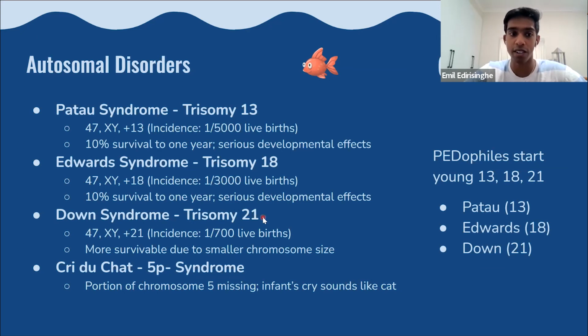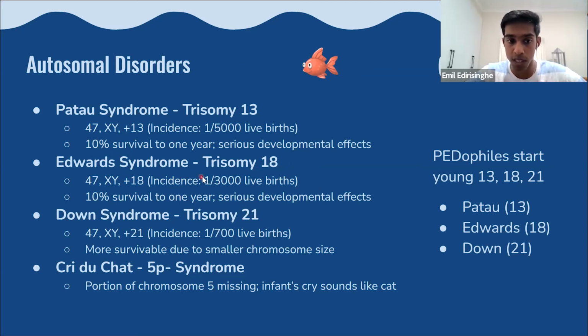So now we start to talk about autosomal disorders, and this is one where you can get tested on quite a bit. So there are 4 main autosomal disorders that you can get tested on. So the first is Patau's, which is trisomy 13. So this is where you have an extra 13 chromosome. And this one has a 10% survival rate to 1 year and has very serious developmental effects.